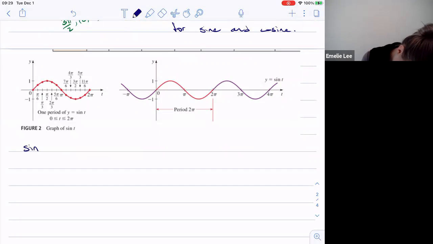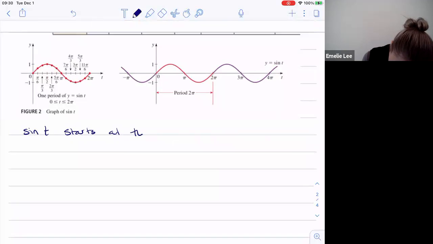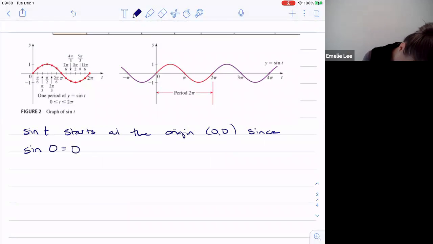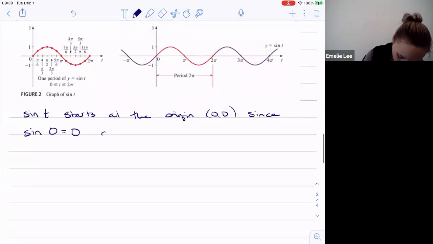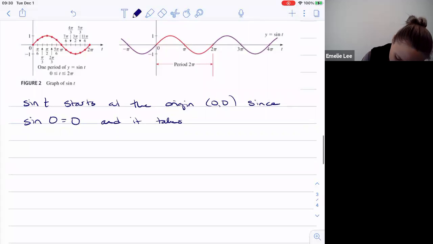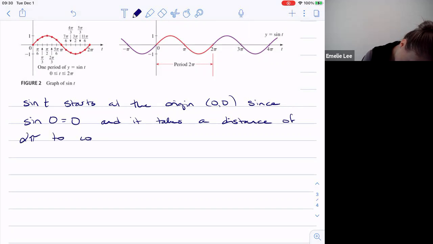Okay? So sine of t starts at the origin, (0, 0), since sine of 0 equals 0. And it takes a distance of 2 pi to complete one cycle.